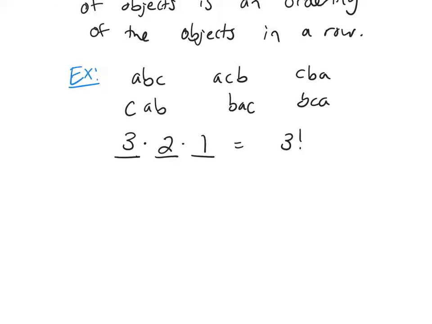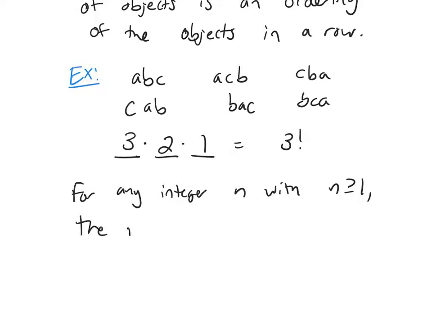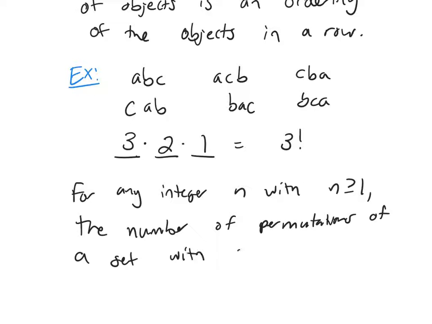If you have n objects for any integer n with n greater than or equal to 1, the number of permutations of a set with n elements is n factorial.